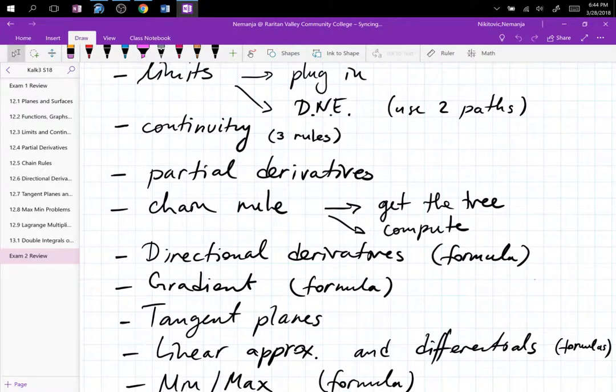Continuity tree rules, if you want to call that formulas, right? The point has to exist, the limit has to exist, and they have to be the same. You know that from Calc 1. Not that much new stuff.